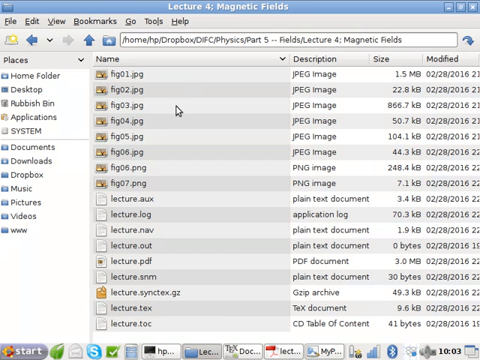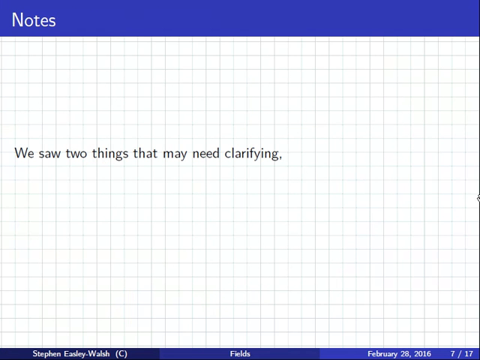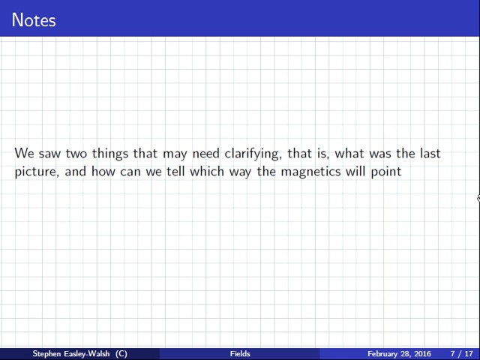Okay. Next. Right, so solenoid I showed you. So we saw two things that may need clarifying. The last picture, which was the solenoid, and the magnetic field around the wire as well. So there's a little trick here to help you remember which way the magnetic field is going. So if I just go to the next slide.